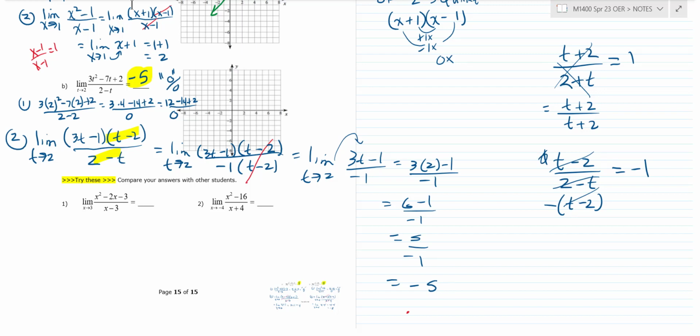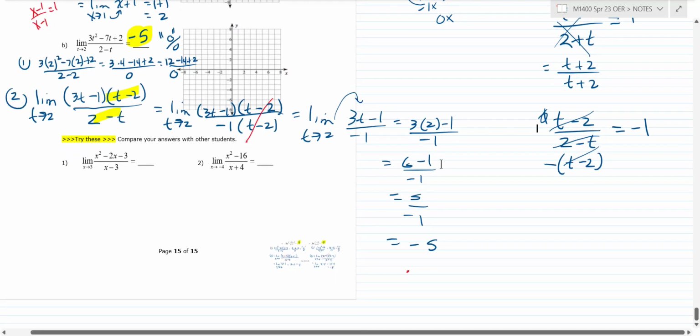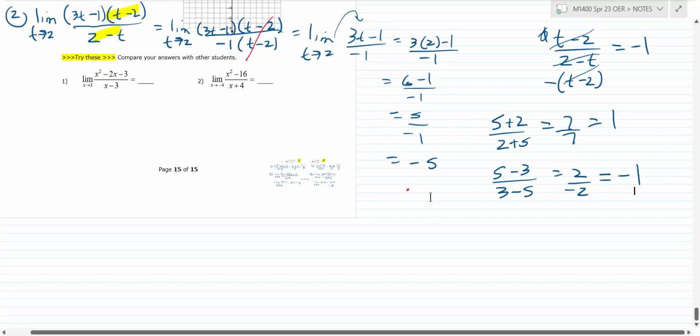Another thing that's worth noting is if you had something like 5 plus 2 over 2 plus 5, that's 7 over 7, that's equal to 1. So it doesn't matter what order you add things in. But it does matter on subtraction. So if you had 5 minus 3 over 3 minus 5, well, that is 2 over negative 2. So that's negative 1.